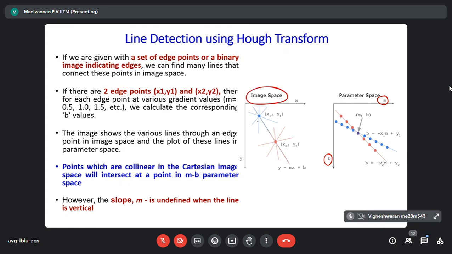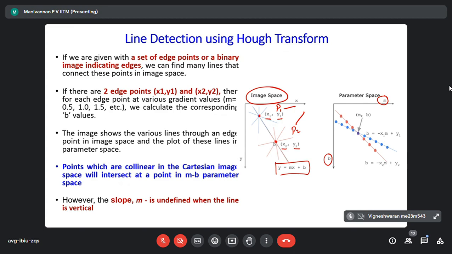In the image space, you have two points. This I say is P1, and this is P2. P1 is x1, y1, and P2 is x2, y2. So we know the equation is y equals mx plus b. If we are given a set of edge points, P1 and P2 are called edge points. For example, these are the edges of the object. After doing all the segmentation, you have two edge points, but now you want to see whether you can connect both using a straight line. That is what you are trying to see using the Hough transform.